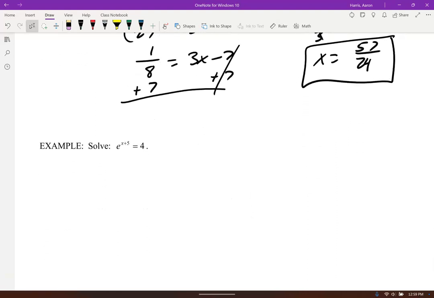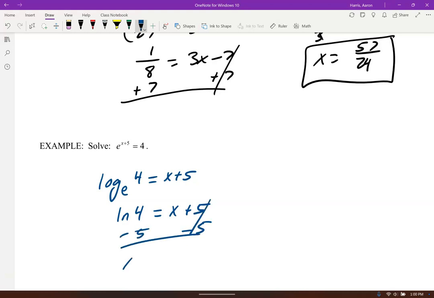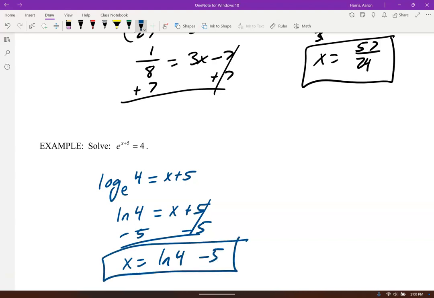How about e to the x plus 5 equals 4? Well, I would go ahead and put this in logarithmic form. So I go e to the x plus 5 equals 4. And remember, log base e is the same as the natural log of 4. Natural log of 4, that's just some number. So we're just solving for x now. So subtract 5 on both sides. So x is the natural log of 4 minus 5. That's what our x value is.